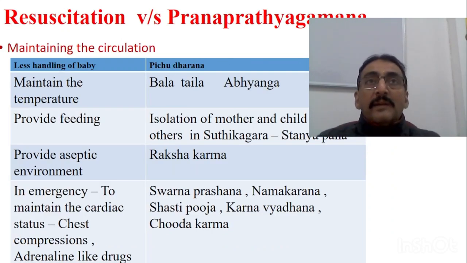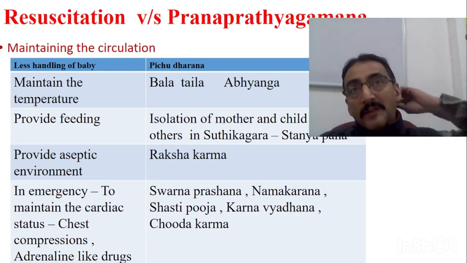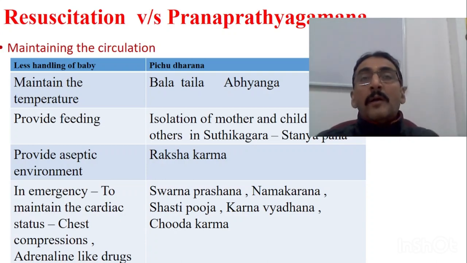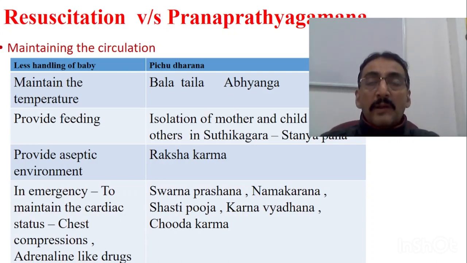Now another is the C of ABC, the method of maintaining circulation. That means the airway patency is there, you have also given oxygen, and breathing is taking place. If the oxygen taken through breathing is not circulating in the blood, then the baby will not revive, cyanosis will not disappear, and the heart rate will not increase. So circulation is important. The heart has to function well, and only then can the oxygen taken inside be well utilized.